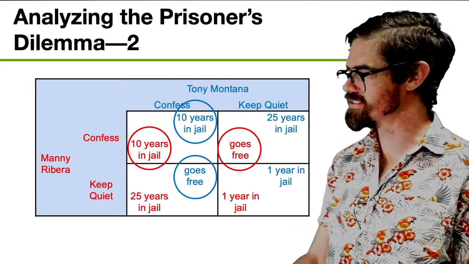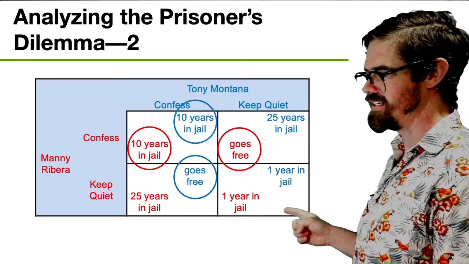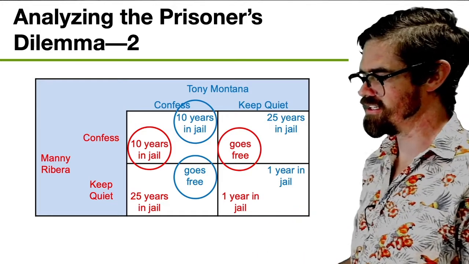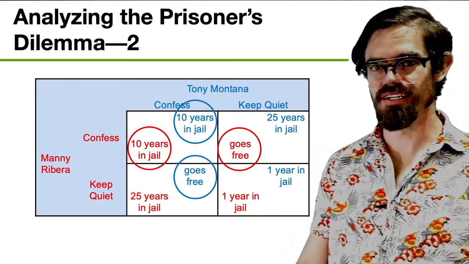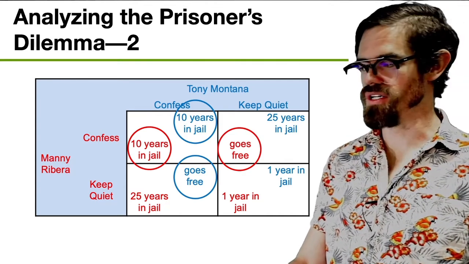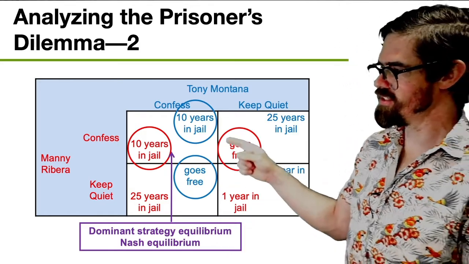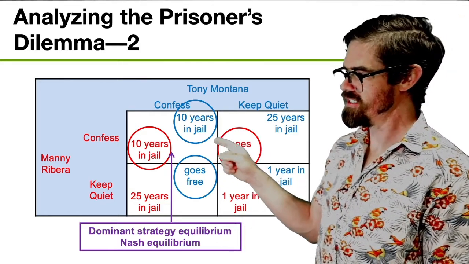Well, dang, that sucks, especially compared to this outcome. This is where they wanted to collude and get to, right? 1 year in jail apiece, but it's unstable. So this is a lot like the cartel situation in oligopoly and duopoly. Okay, so we refer to this as a dominant strategy Nash equilibrium.